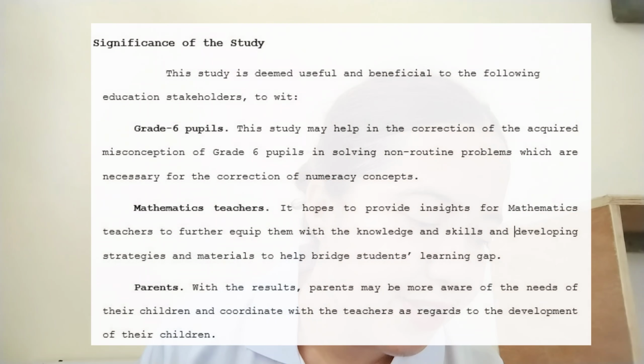Now, for the enumerated format, this is how the significance of the study will look like. First is, of course, we have to write the sub-theme, which is the significance of the study in a bold form. And then we will write the introductory statement. This study is deemed useful and beneficial to the following individuals and group of stakeholders. We have the grade 6 pupils. This study may help in the correction of the acquired misconceptions of grade 6 pupils in solving non-routine problems which are necessary for the correction of numeracy concepts.